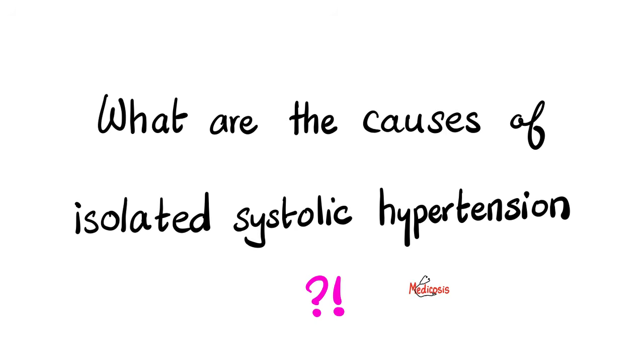Next, what are the causes of isolated systolic hypertension? What does that mean? It means that the systolic blood pressure increases a lot, but the diastolic blood pressure does not increase. It might even decrease. And when this happens, what's going to happen to the difference between the systolic and the diastolic blood pressure? Meaning, what's going to happen to the pulse pressure? And the answer is the pulse pressure will widen.